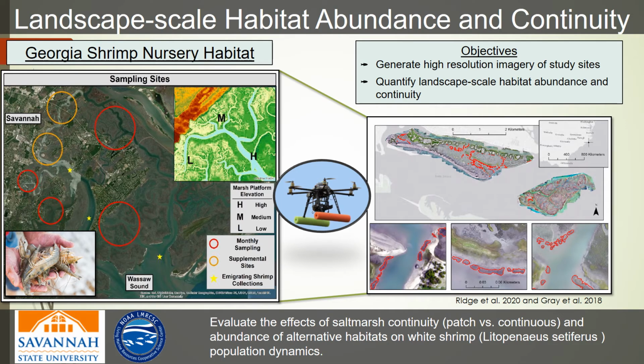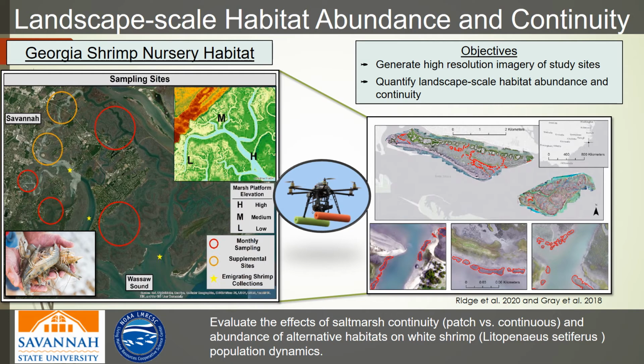So far, I have been only talking about marsh platform elevation. We also want to consider the effects of marsh continuity and patchiness, as well as the abundance of specific habitat classifications on catch data and condition.